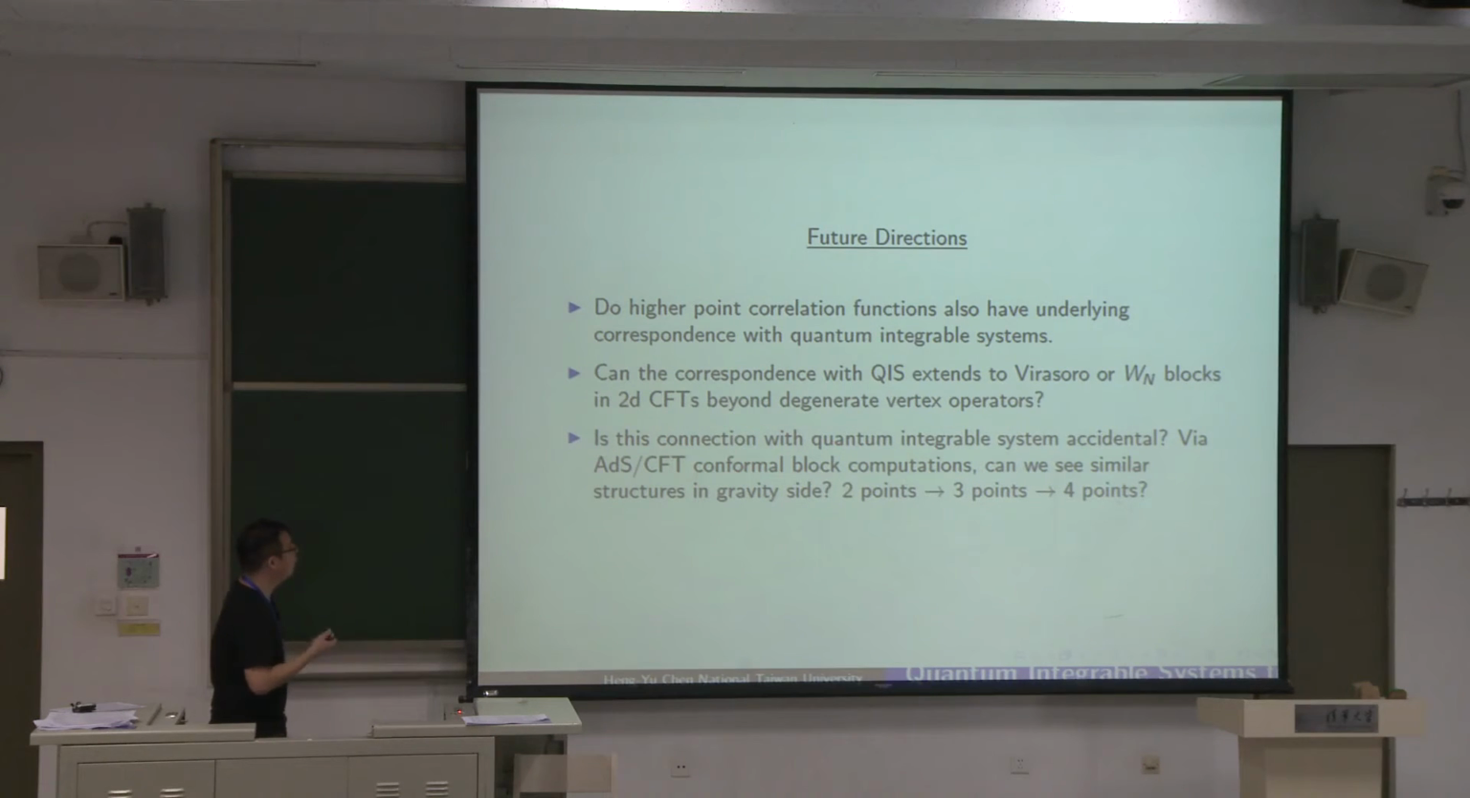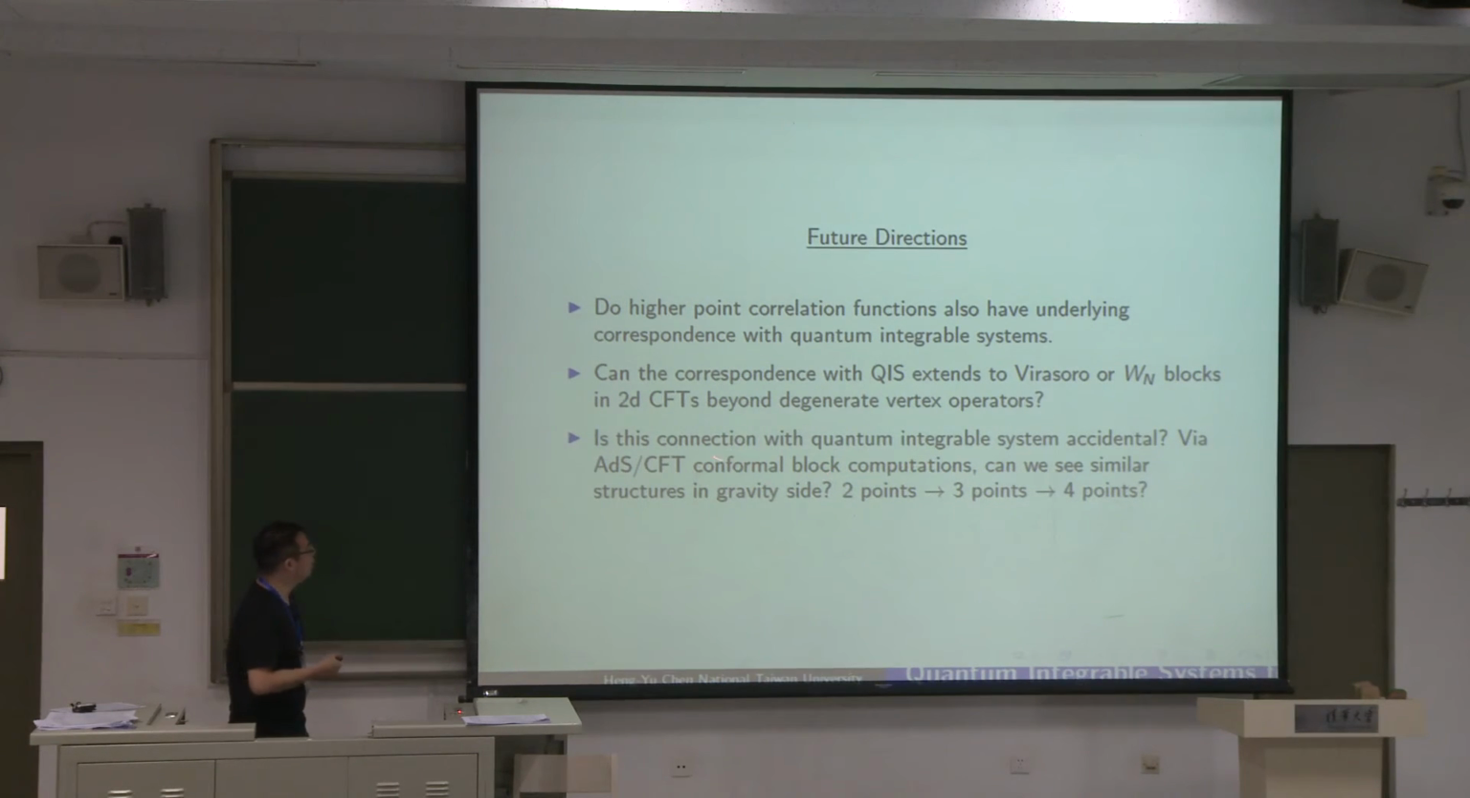And also, so far, we really consider this global conformal symmetry or conformal block. So can this correspondence with the quantum integrable system also extend to the Virasoro or the W_N conformal block in two-dimensional CFT, beyond what people have studied involving those degenerate vertex operators? And finally, I think given the recent development, people know how to calculate all these conformal blocks using the holographic method, namely by the UCLA group and also the group by Kaplan and Fitzpatrick and so on.